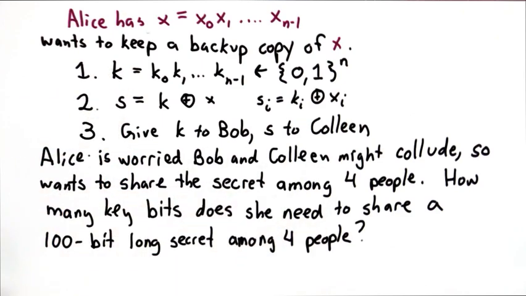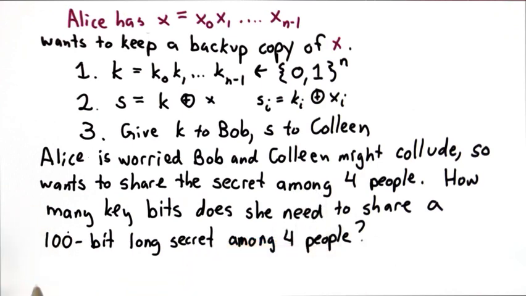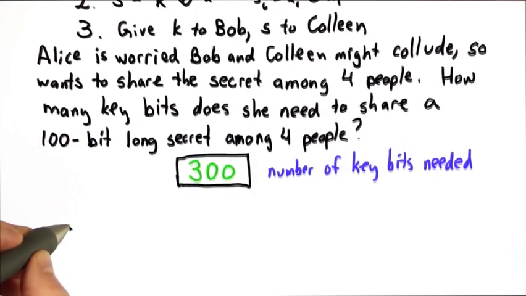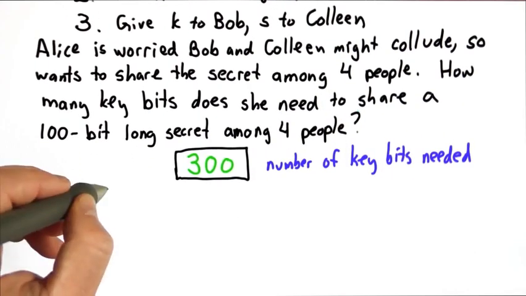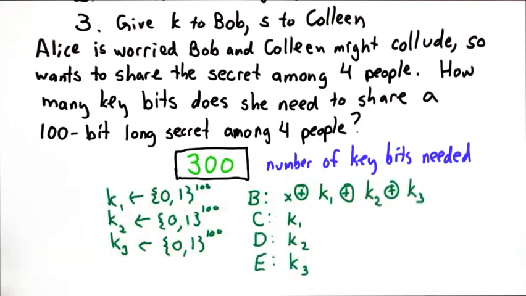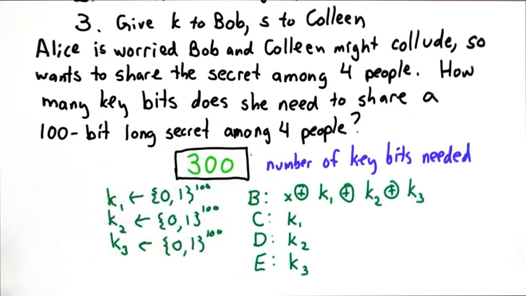But what if she's worried that they might collude? So she decides to share the secret among more people. How many key bits will Alice need to share a 100-bit long secret among 4 people? The answer is 300. To share the secret among 4 people, Alice will need to compute 3 keys of 100 bits long. And one way to do this is to give one person the secret XORed with all of the keys, and to give each person one of the keys. There's no way to do this with perfect secrecy using fewer than 300 key bits, because that would mean either we're not fully sharing the secret, that some party has no part of some part of the secret, or that we're reusing key bits.